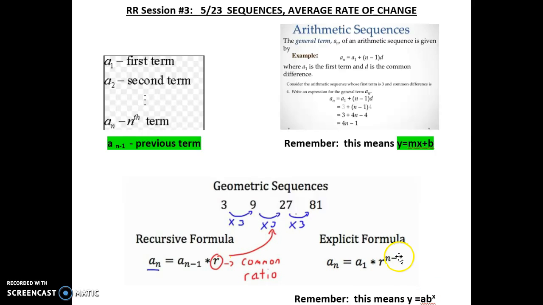Now, we have to be careful because the explicit formula is really n minus 1. But in this particular case, recursive, remember, means the previous term and then what the common ratio is. So in this particular case, the previous term is 3 and you're multiplying by 3. That would be how you come up with your original equation.